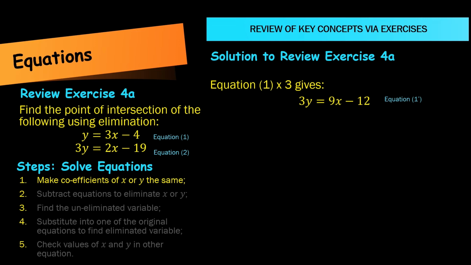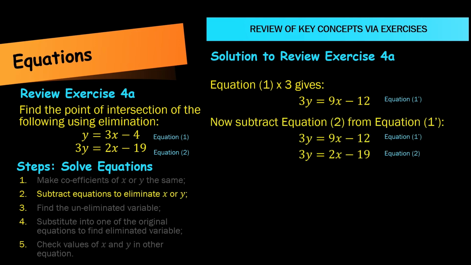Next, we subtract equation 2 from the new equation 1 dash, to give 3y minus 3y equals 0y, 9x minus 2x equals 7x, minus 12 minus minus 19 is 7. Next, we find the uneliminated variable. Rearranging gives us 7x equals minus 7. And dividing both sides by 7 gives x equals minus 1.